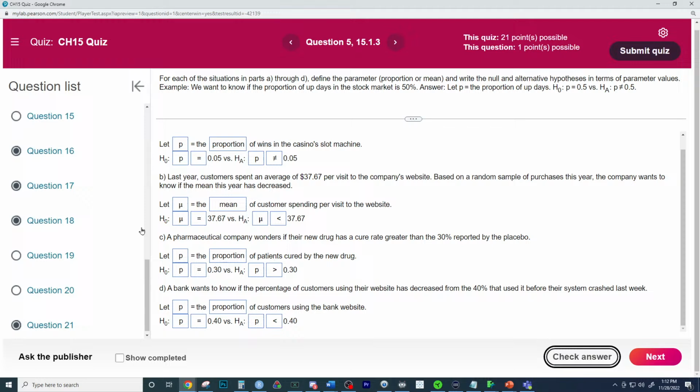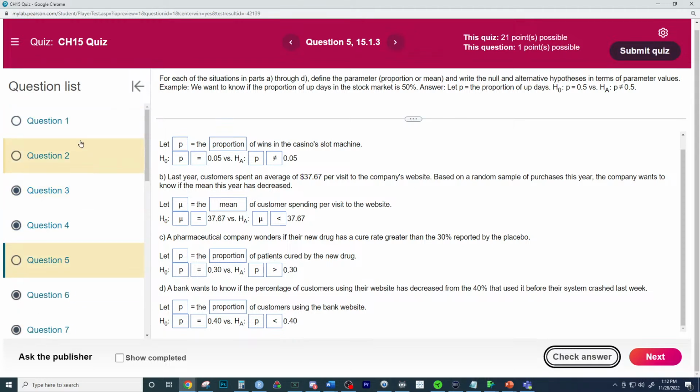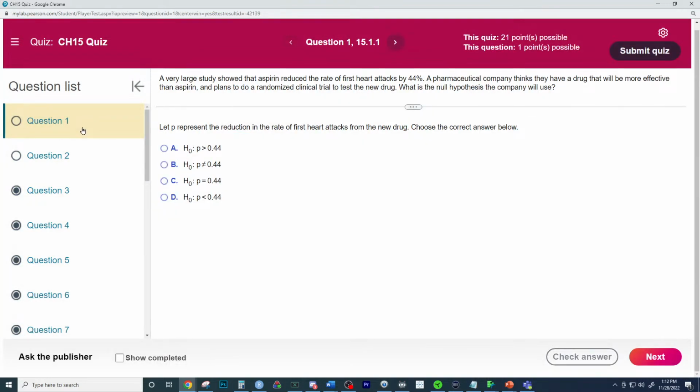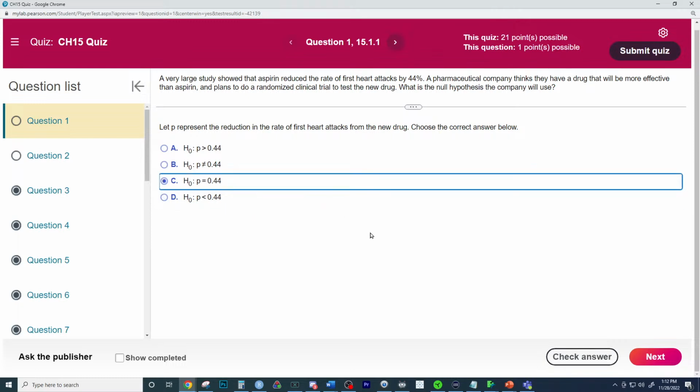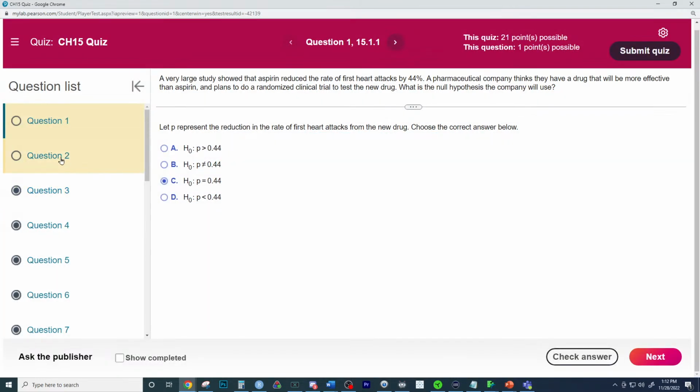We've done a lot of these problems here. We've done over half of all the possible quiz questions. But really good. Let P represent the rate of heart attacks on the new drug. For it to be more effective than aspirin, we want to look at if it's gone down. The null is the equal sign. The alternative is that it's gone down probably.